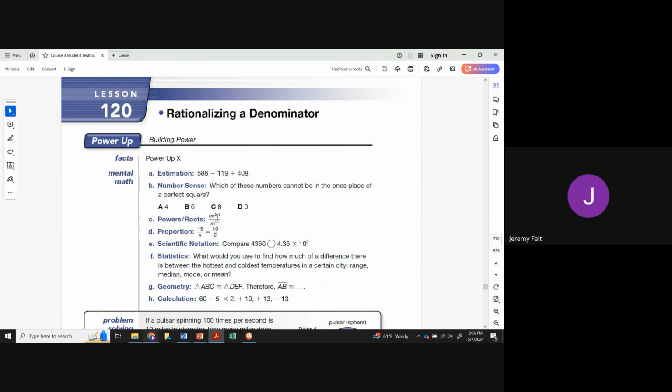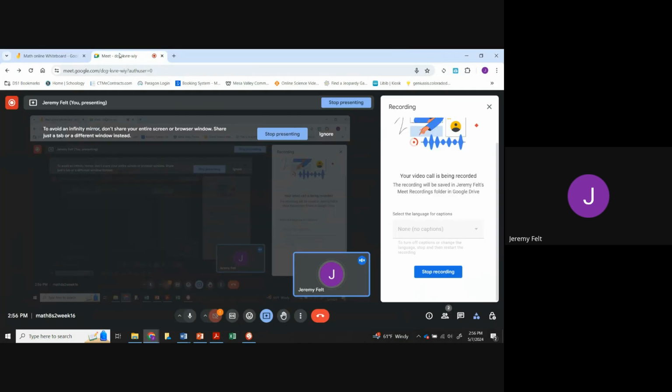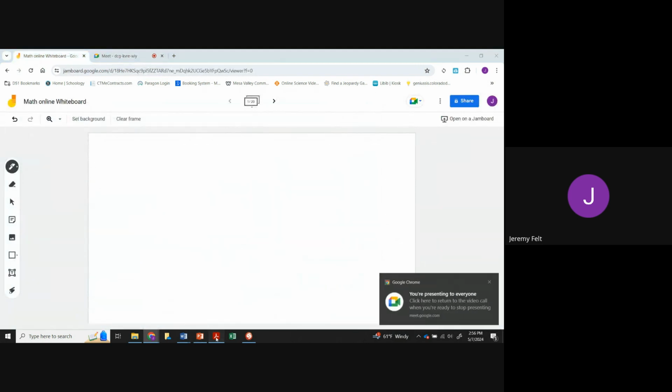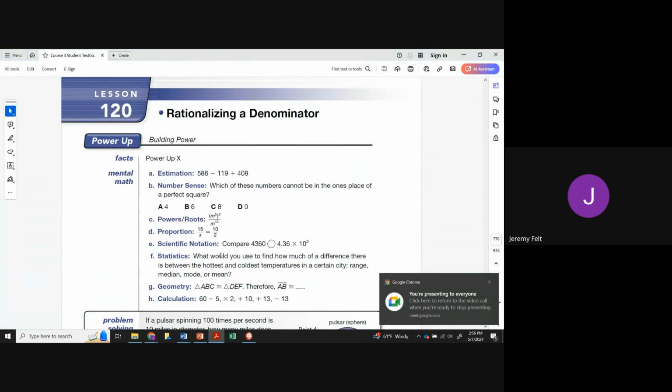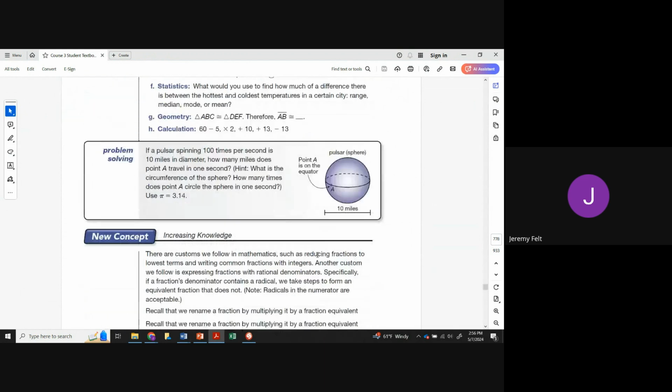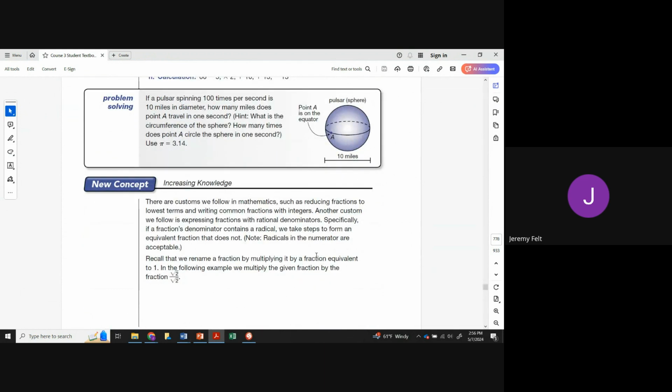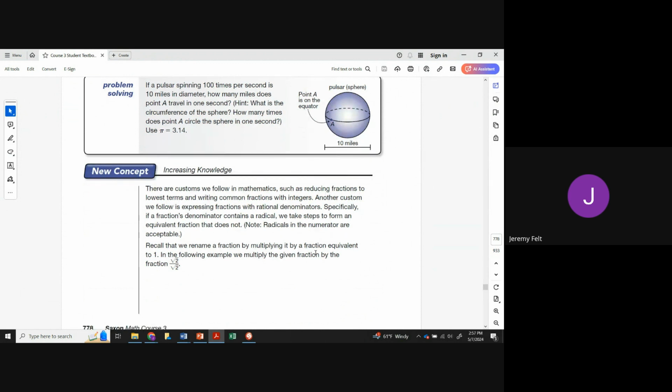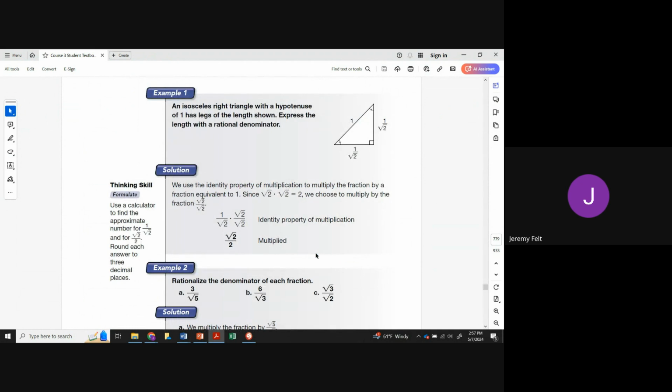And then our last one is when we're rationalizing a denominator. So let's say we have an irrational number in the denominator and we want to get rid of it. We can't just take it away, but we can use what we know about manipulating fractions and using any number divided by itself is just 1, using that same concept to rewrite these.